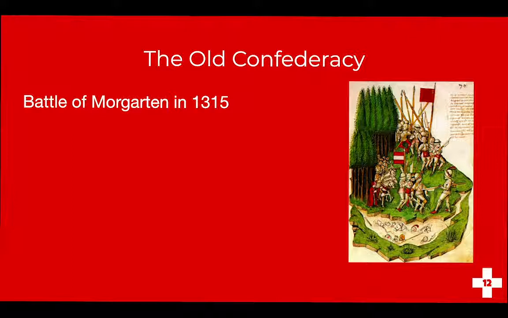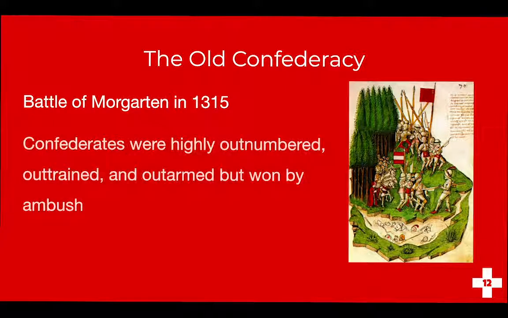And so in 1315, you have these three small cantons and this great Austrian Empire, and how can these even compare? But in 1315 there was this famous battle called the Battle of Morgarten. It was basically a traditional David and Goliath battle. The Confederacy was highly outnumbered, outtrained, and outarmed, but they pulled a surprise attack, and they ended up winning the battle.